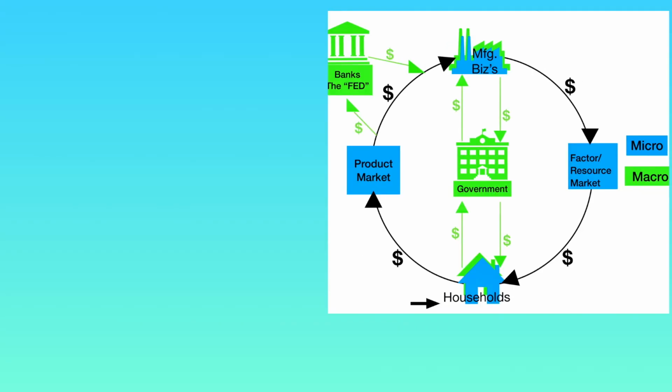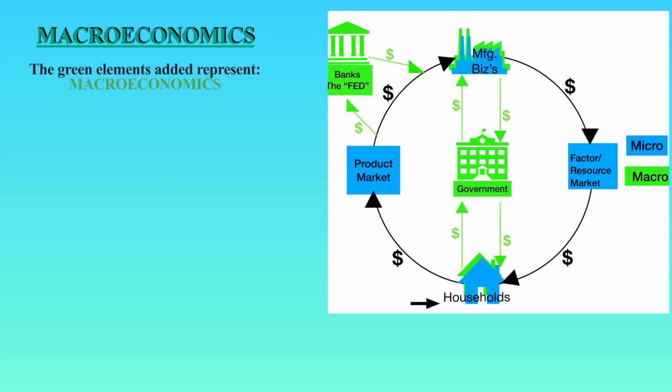Now let's move on to macroeconomics. This is represented by the green aspects of the diagram. In this case, we have government and the banks.